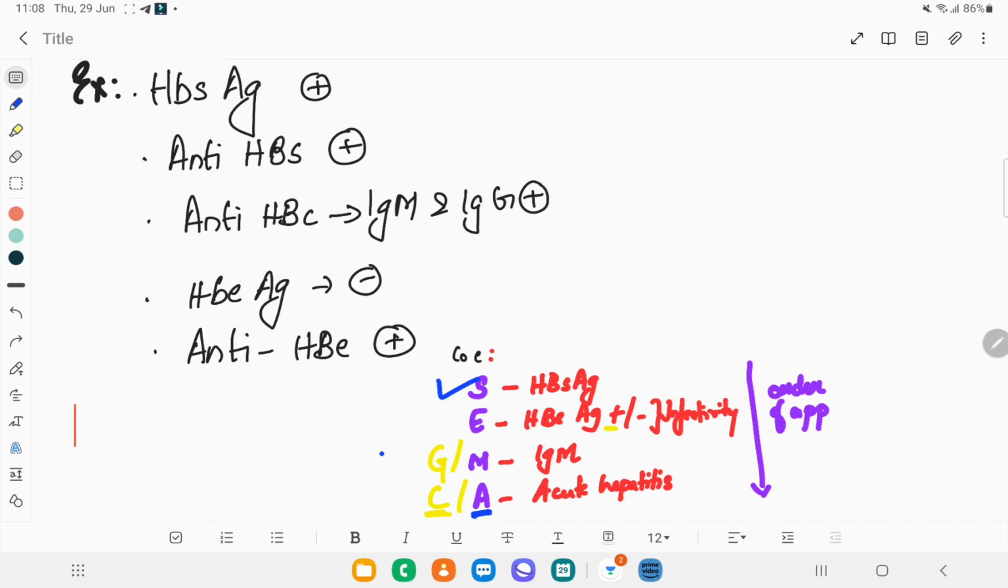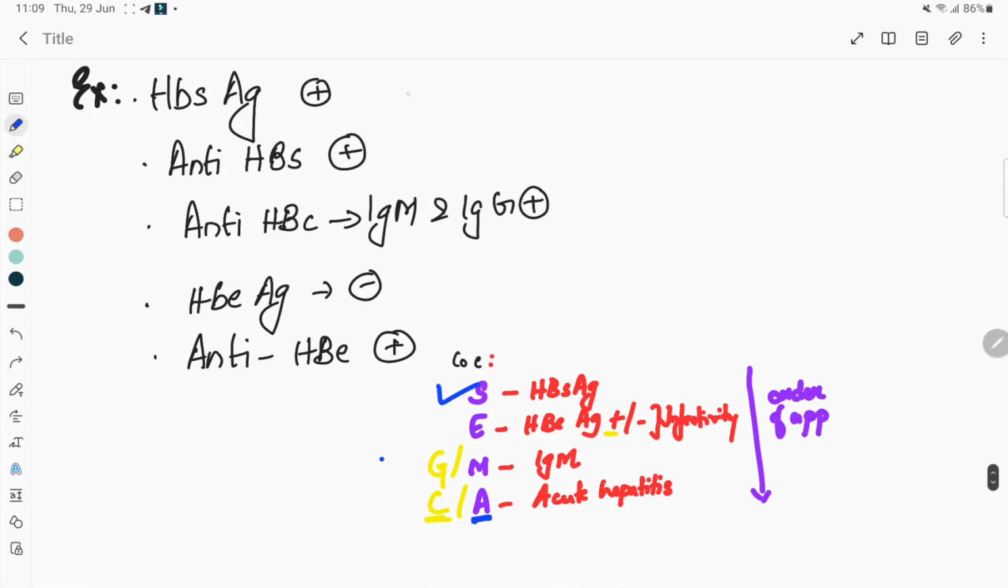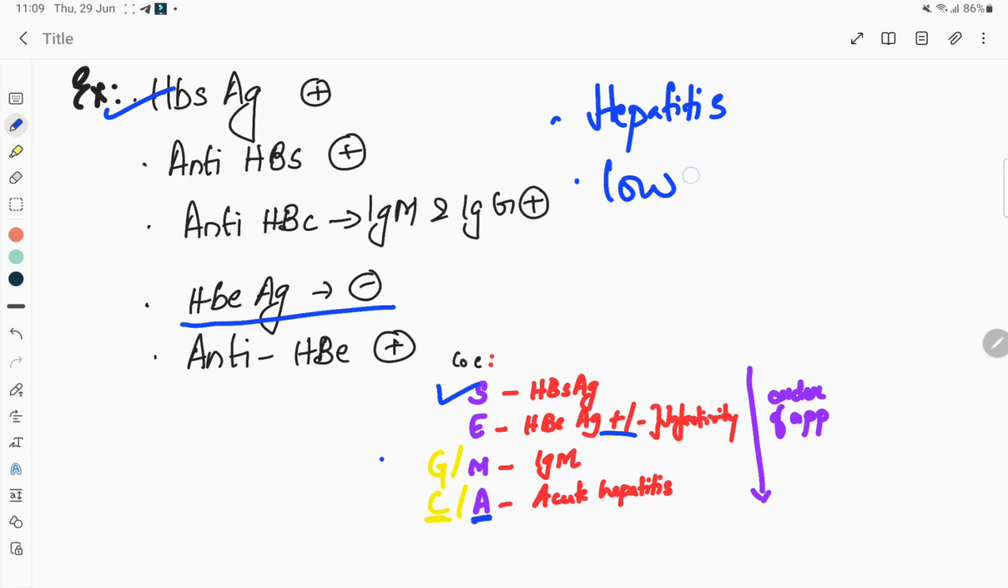See, again, this is a lab report. First, what do you see, guys? If HBsAg is present or not. See, HBsAg is present, so definitely it is a case of hepatitis. Next, what do we see? If HBeAg is present or not. Okay, HBeAg, sorry, this is anti-HB. HBeAg is negative, right? So if it is negative, what is your interpretation? The patient has low infectivity.